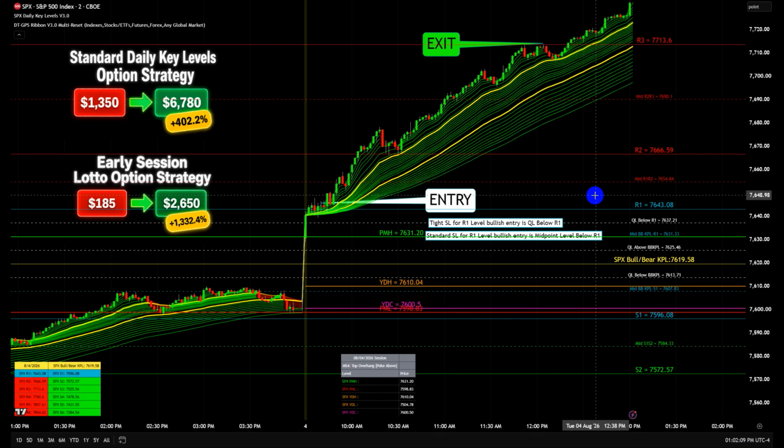So in today's session, we have our standard daily key levels option strategy play, which went for an entry cost of $1,350 per option contract to an exit of $6,780, so that's a gain of roughly just over 400%. And then our early session lotto option strategy, an entry of $185 per option going into an exit of $2,650 per option, which is a little bit over 1,330% gain on that.